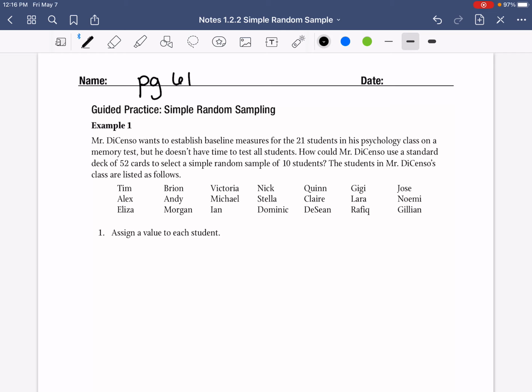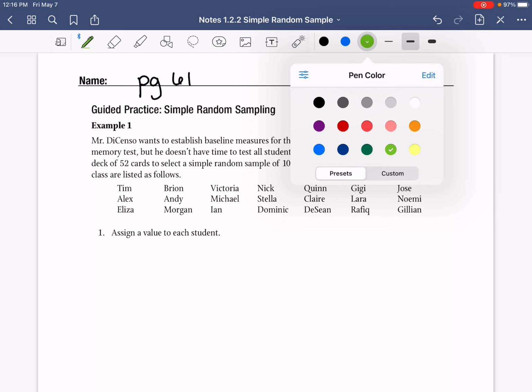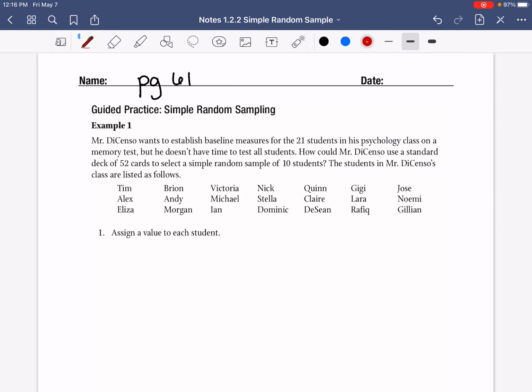All right, so first what you would do is assign a value to each student. So there's 52 cards in the deck. There's only 21 students, so not every card is going to get used. You would just pull out the cards that you want. So I already, I'm going to go ahead and assign them. I pulled out certain cards.